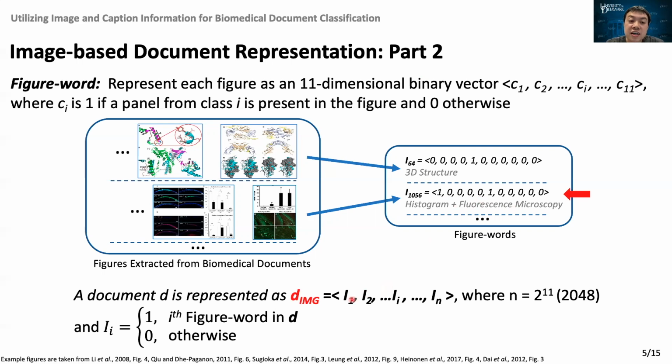A document D can then be represented as a D-image vector by using figure words. In this vector, Ii is 1 if the ith figure word appears in document D and 0 otherwise.